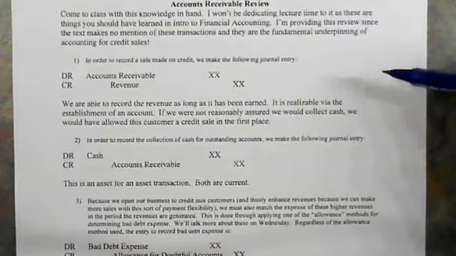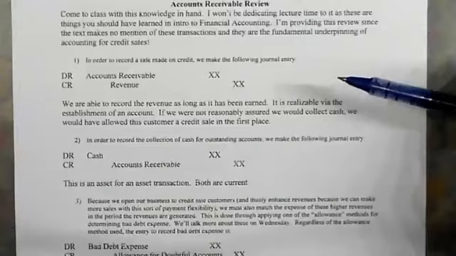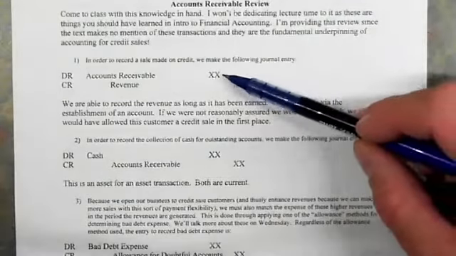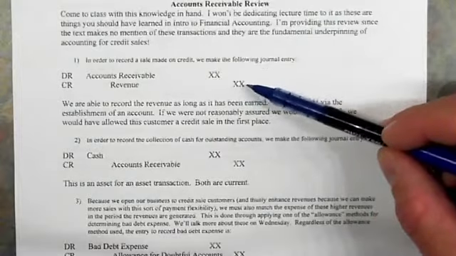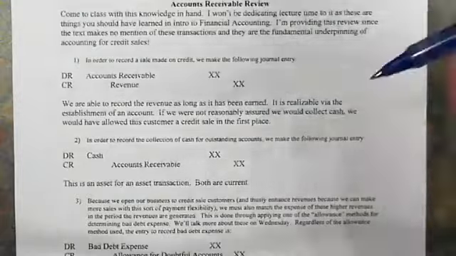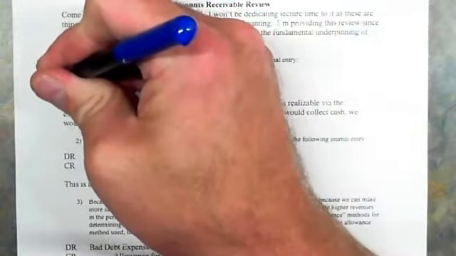from your intro class. In order to make a sale on credit, we make the following journal entry, right? Accounts receivable and revenue. We've provided the goods or services, therefore we can record the revenue associated with accounts receivable. This, of course, increases an asset and also increases net income.